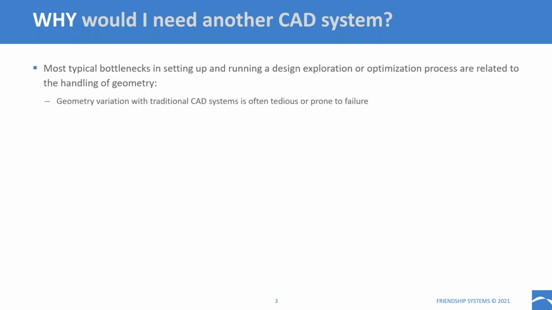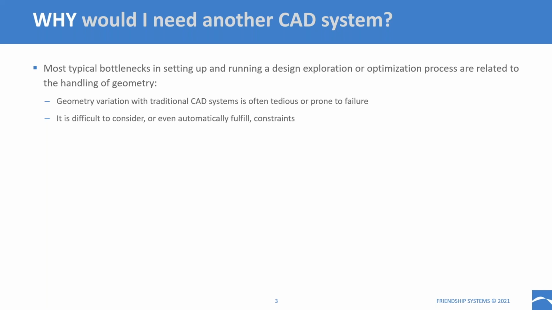So, and this is the point that Marco mentioned already, when using these kind of, I'll call them traditional CAD systems, geometry variation is often difficult or prone to failure. So you change parameters, the geometry update breaks down. But there are also other points like constraints. Often when we want to optimize a certain geometry, we're dealing with a set of constraints that can come from manufacturing, for example, or packaging.